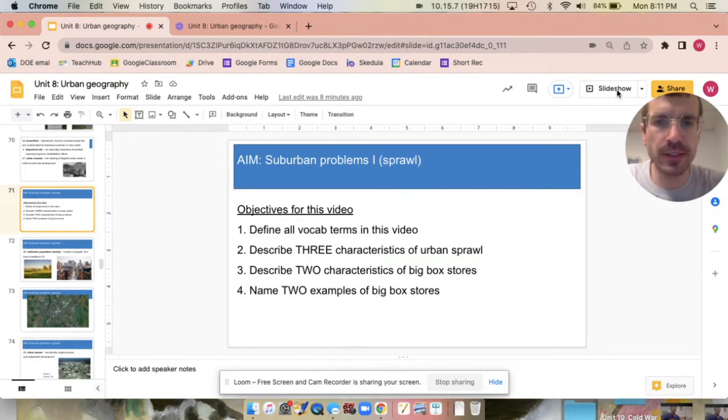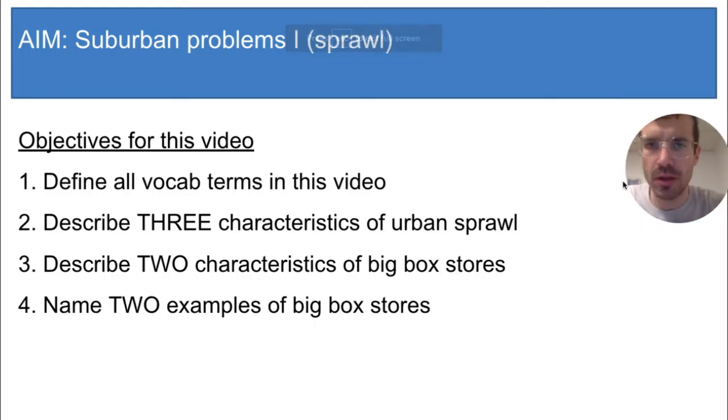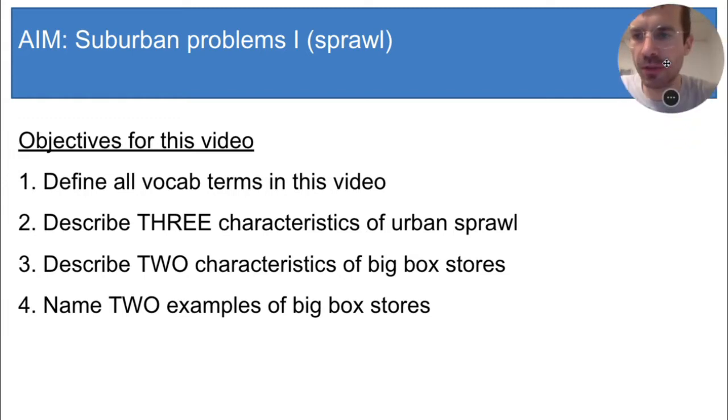Ness screencast. Today's aim is Suburban Problems number 1, Sprawl. And here are your objectives. Please pause the video, look these questions over, and get ready to copy some vocab terms and take some notes.